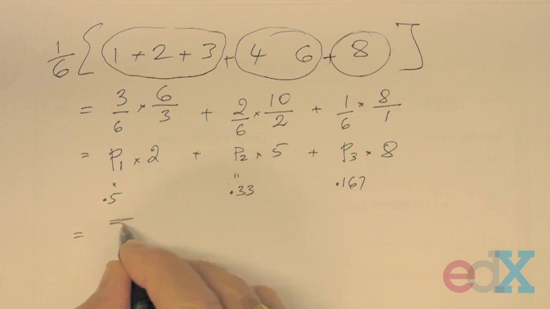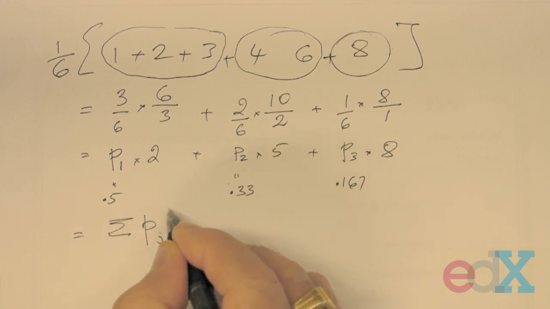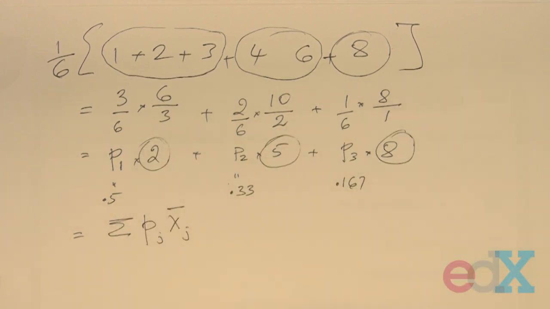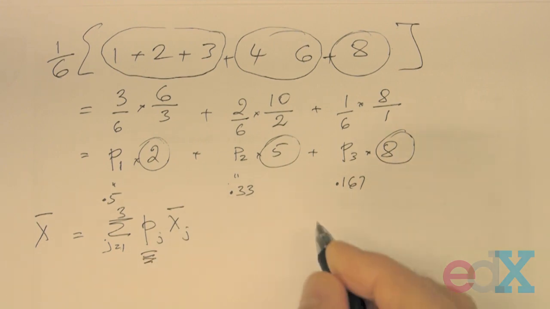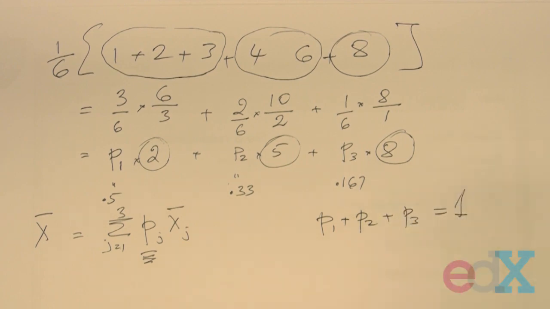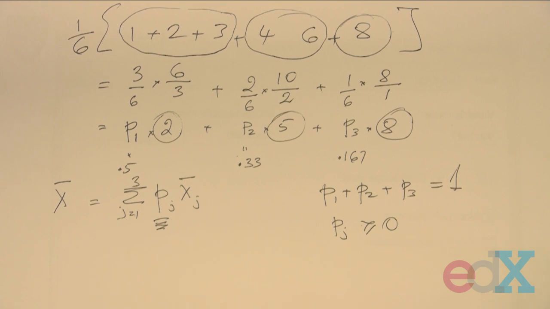So once again, I can write this as summation Pj x bar j. So x bar 1 is 2, x bar 2 is 5, x bar 3 is 8. So this is from j equals 1 to 3. So this is exactly the same form as we had before, namely the overall mean x bar is a weighted sum of these xj's. All these weights have to do is they have to sum up to 1. And secondly, each one of the pj's has to be greater than or equal to 0. And that's it.